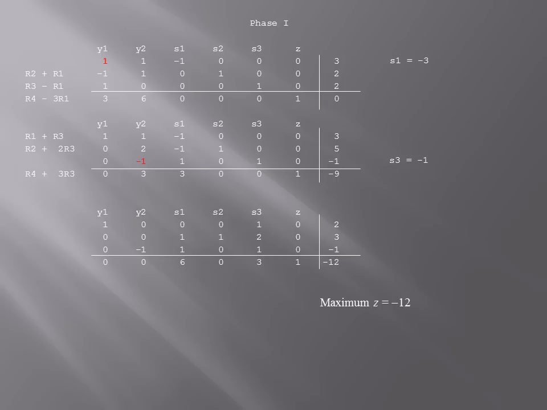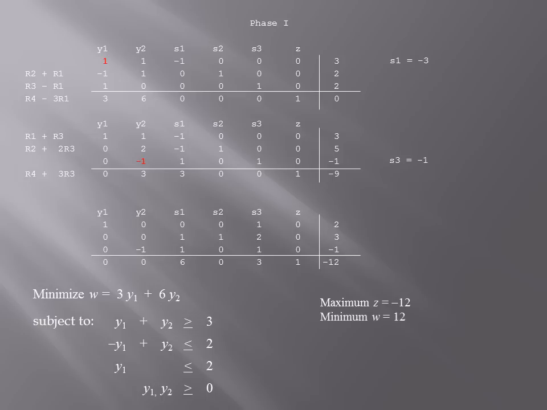The maximum z equals a negative 12. The solution to the minimum problem is therefore the minimum w equals 12. Remember that the minimum w is the negative of the maximum z. This occurs when y1 equals 2 and y2 equals 1.